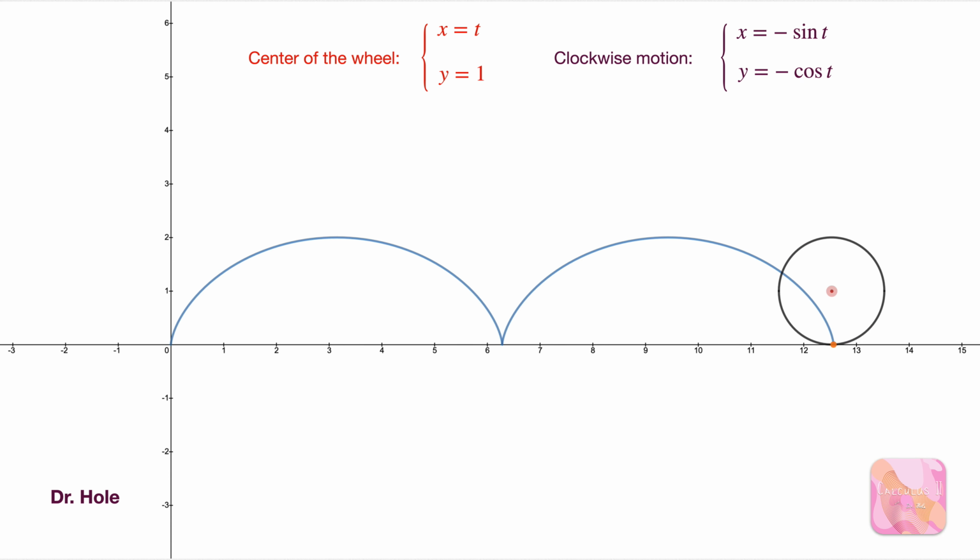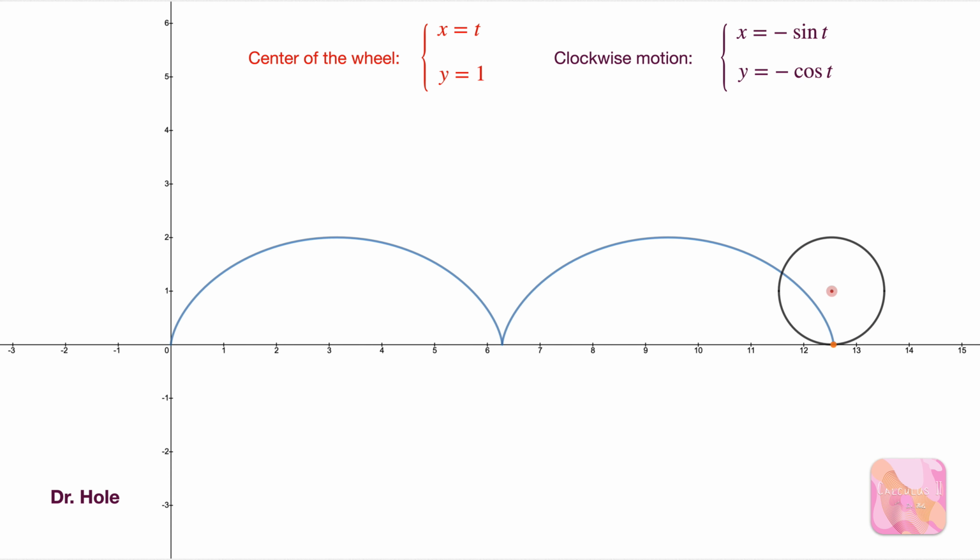All right, now up above we have two parametric equations, one in red and one in black. The one in red is describing the location of the center of the wheel, the red dot. Note that that red dot is always at a height of 1, and then it's just moving rightward, so x equals t, y equals 1.